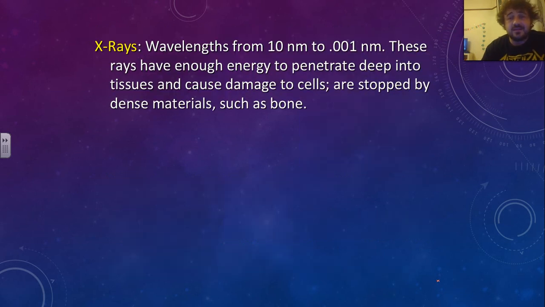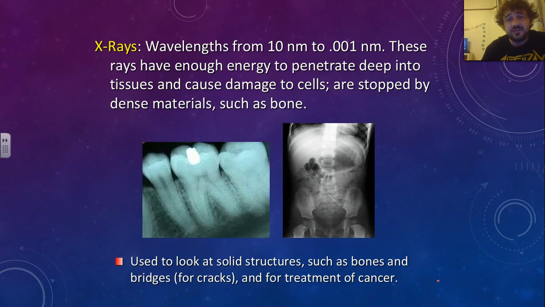X-rays, they're the next ones down. These are really small, and they've got a lot of energy, and they can penetrate through most things, but tend to be stopped by really dense materials like bones and metal. And we can use them to look at solid structures in the body.